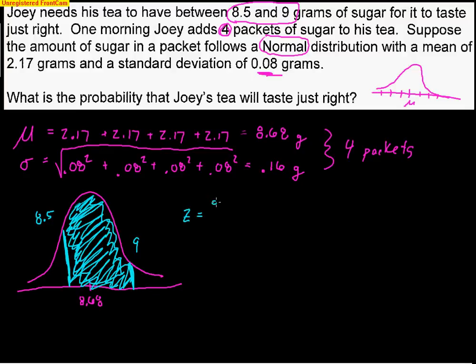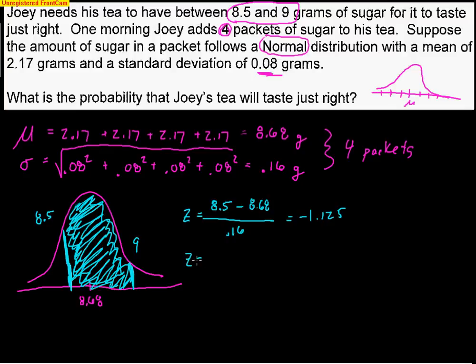So my z-score: 8.5 minus, I expected 8.68, that's the mean, divided by my standard deviation for 4 packets of 0.16. 8.5 minus 8.68 divided by 0.16 gives a z-score of negative 1.125. Okay, so that's the position of this mark.